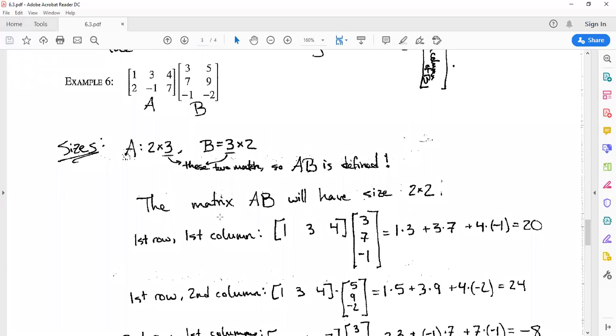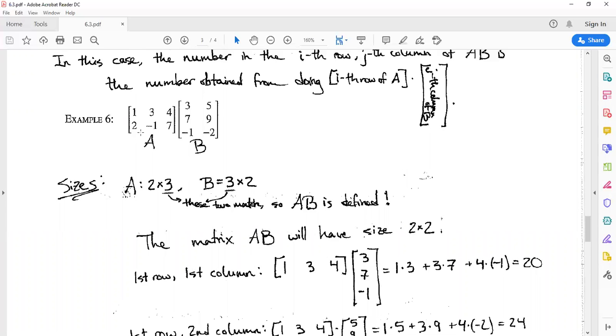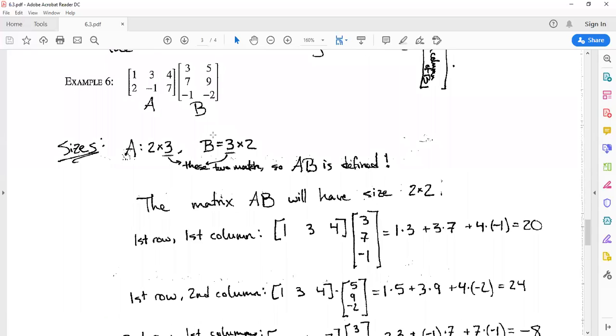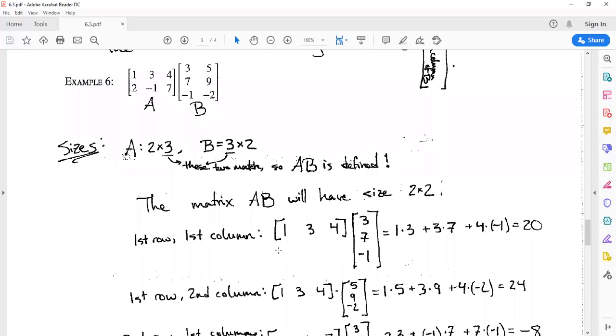For the first row and second column of the matrix A times B, we will take the first row of A and the second column of B and form their product. That gives us 1 times 5 plus 3 times 9 plus 4 times minus 2, which turns out to be 24.